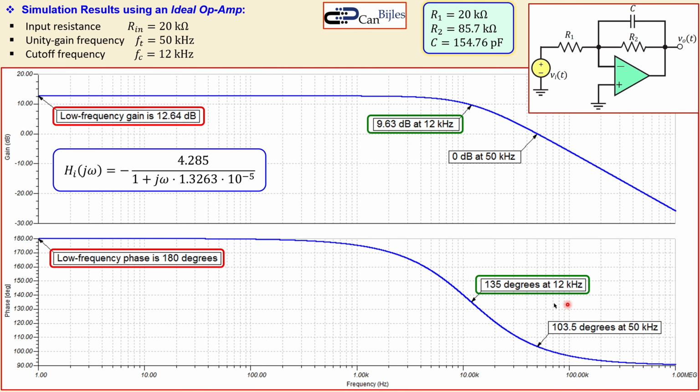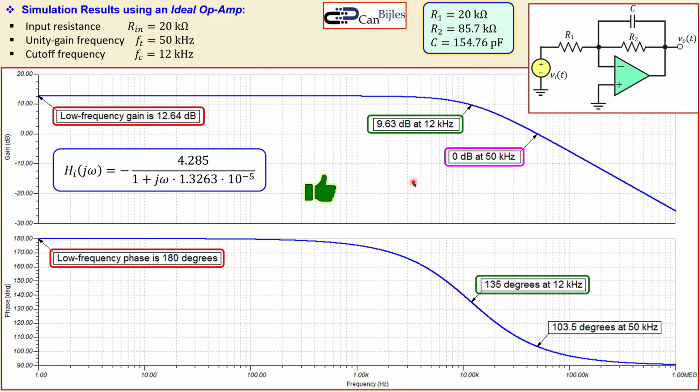You see also the phase there, because it must be then decreased by 45 degrees. So you see that actually also here. Now, the next one is our unity gain frequency. So you have 0 dB at 50 kilohertz. So all the specifications actually are met. So we can say this is perfectly fine.